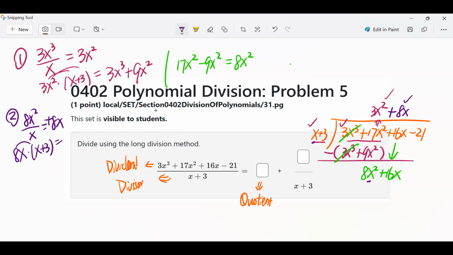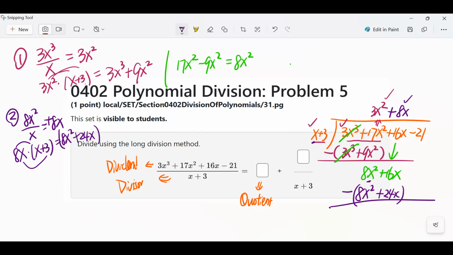Ax times x is ax squared. Ax times 3 is 24x. Now we're gonna put this, copy this, put it underneath those two terms. And then put in the parentheses and subtract it. Just like how we would do it with the numbers, right? Exact same procedure, exact same method, but just a little bit more complicated, that's all.